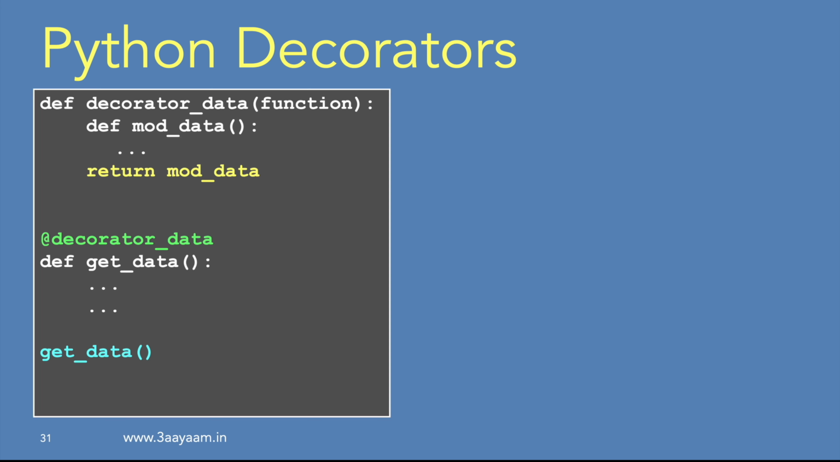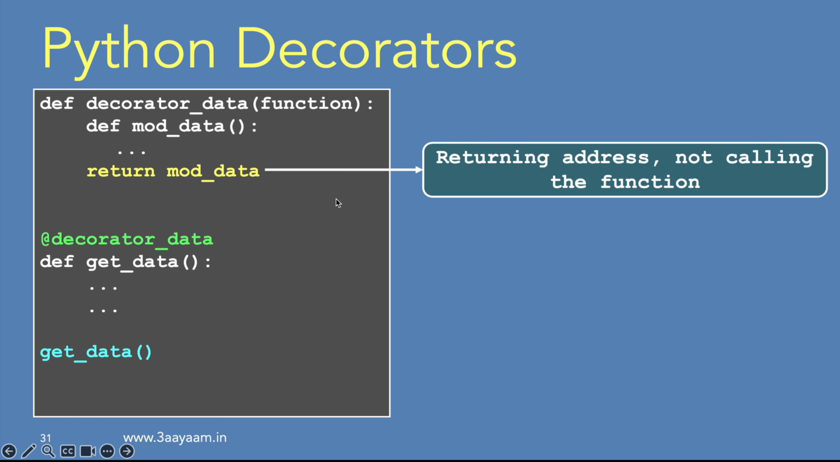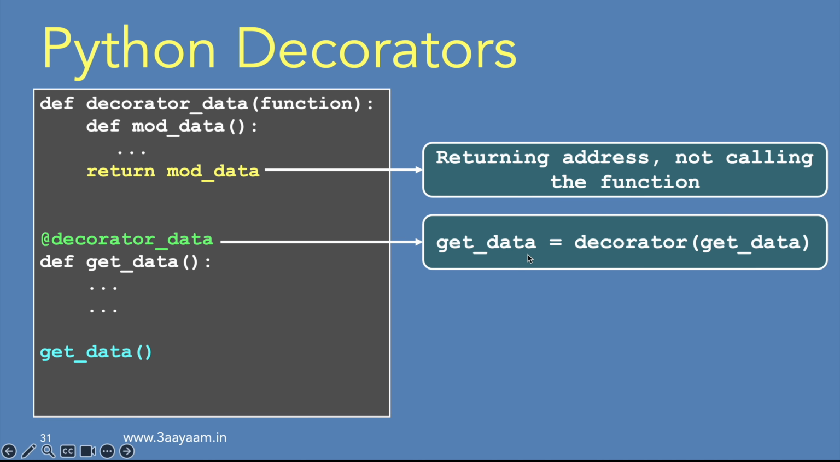A little bit more pictorially, so this is the function. As you can see, I have highlighted return mod_data. I have highlighted @decorator_data, and then I have highlighted get_data. So what it means is the return mod_data is returning the address of a function. It is not calling the function. I'll show you what this means in hands-on. Then whenever we use @decorator_data, it is actually a call like this: get_data equal to decorator_data in brackets get_data, which means we are getting the output of this function in get_data, and the output is also a function, right?